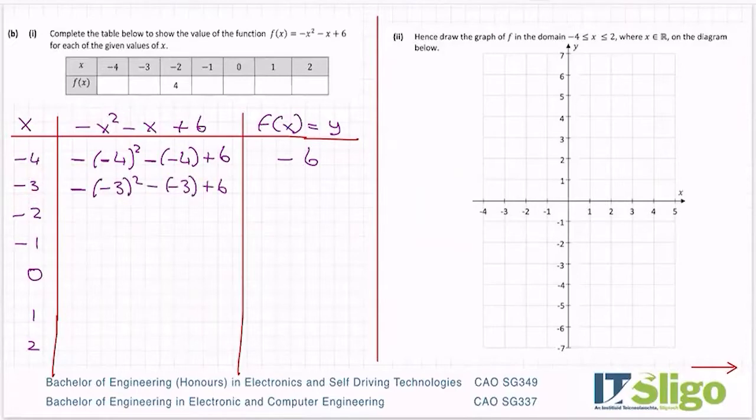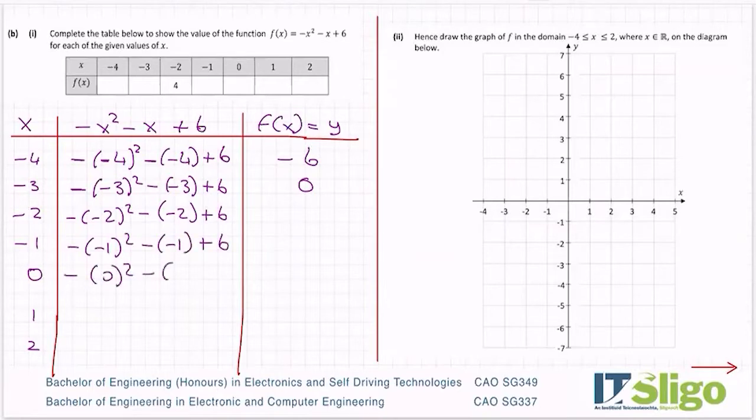Okay, and on your calculators, you don't need to hit delete. You can just go back to the two sets of brackets you've set up, delete the 4s and put in the 3s. Okay, and again, minus 2 squared minus 2 plus 6, minus 1 squared minus 1 plus 6, minus 0 squared minus 0 plus 6, and so on, and work out all their answers.